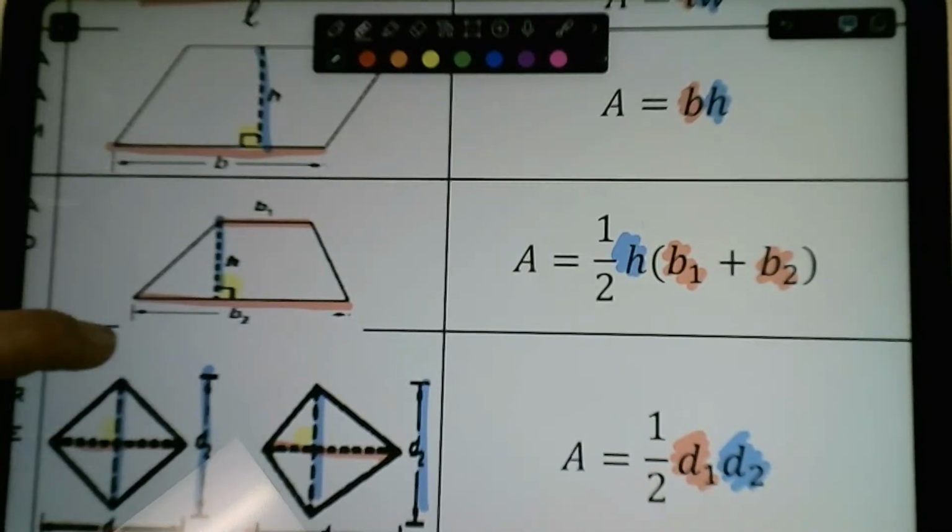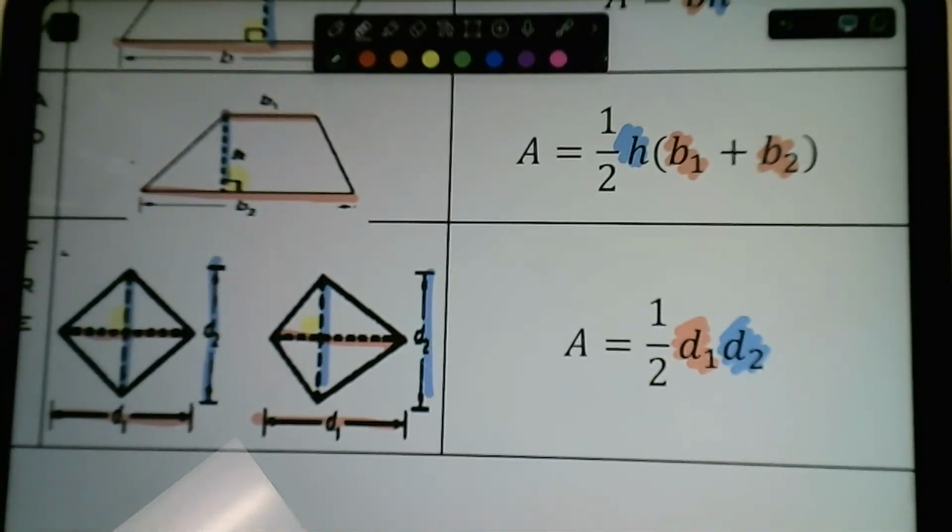All right, let's look at area for rhombus and kite. A rhombus is a parallelogram. All 4 sides are congruent to each other. The D's in this case, ladies and gentlemen, are the diagonals.